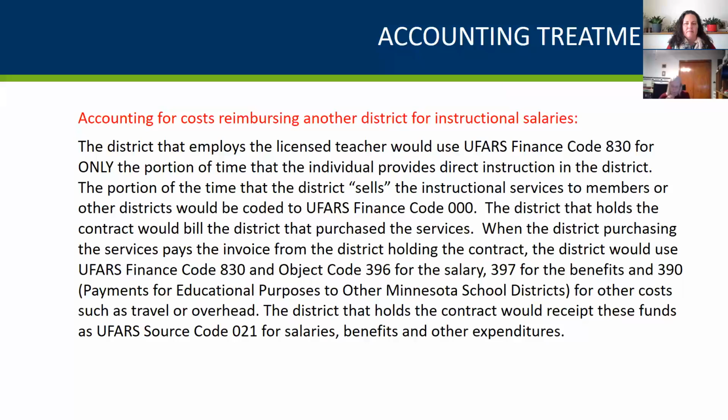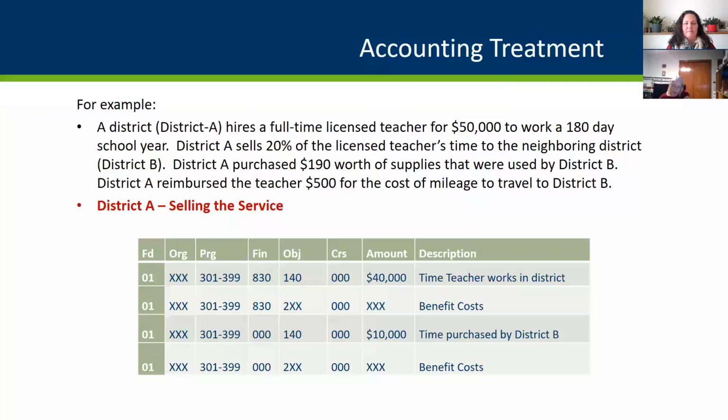On the next page is an example where we have District A hires a full-time licensed teacher for $50,000 to work 180 school days. District A sells 20% of the licensed teacher's time to the neighboring District B. District A purchased $190 worth of supplies that were used by District B, and District A reimbursed the teacher $500 for the cost of mileage.